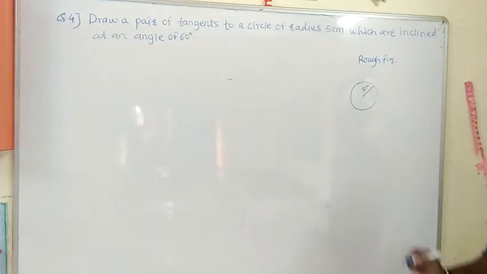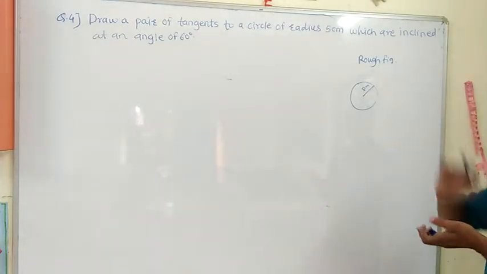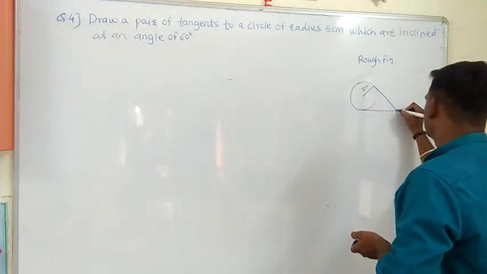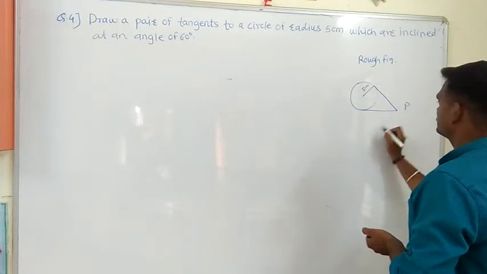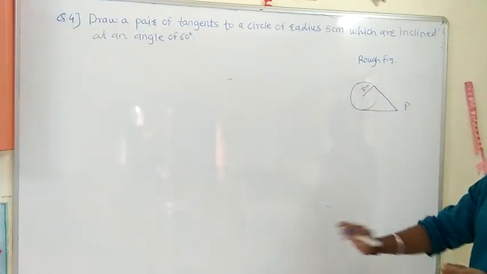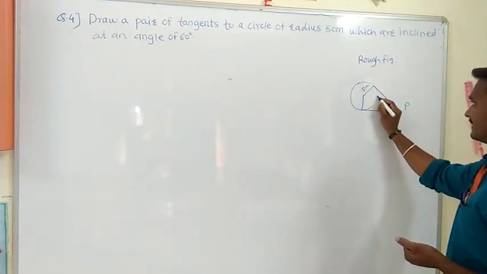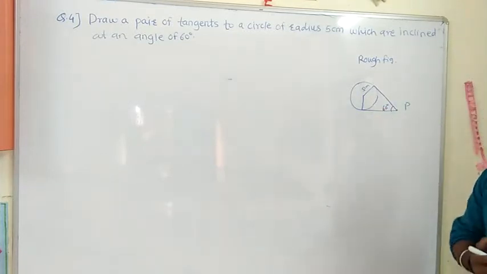We have to draw a circle of radius 5 centimeter. Then after this, what do we have to draw? We have to draw the tangents to this circle. I have drawn the tangents to this circle. See here, suppose from a point P I have drawn the two tangents to the circle, and the angle between the tangents is given as 60 degree.